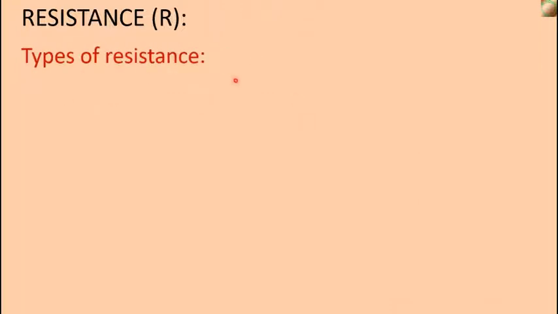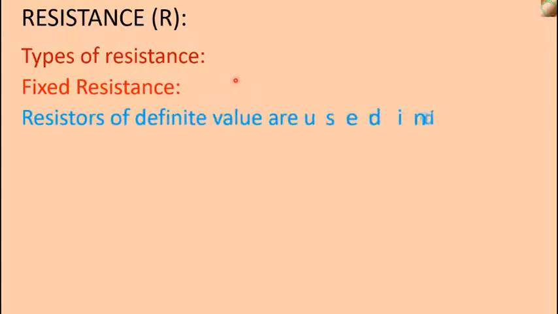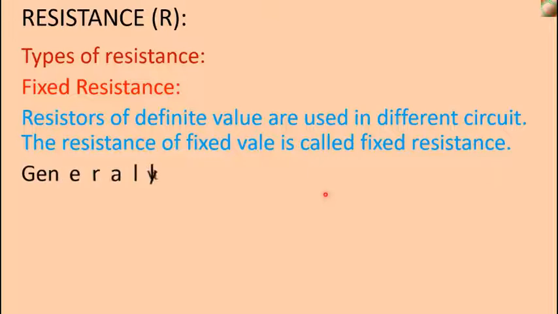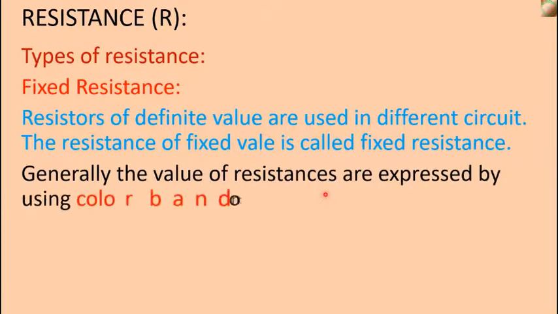Types of resistance. Fixed resistance. Resistors of definite value are used in different circuits. The resistance of fixed value is called fixed resistance. Generally, the values of resistances are expressed by using color bands on them. That is, a fixed resistance has a fixed value. This type of resistance is used in the laboratory. Here we can know the value of the resistance by the colors on them.